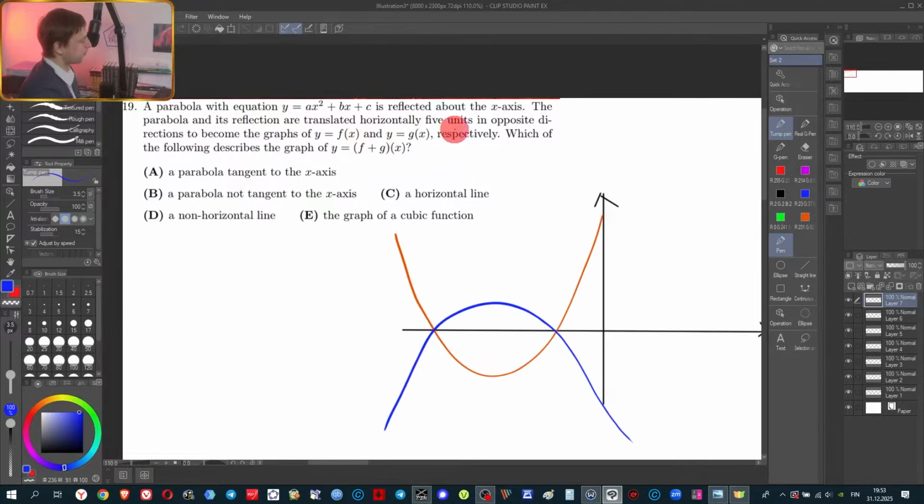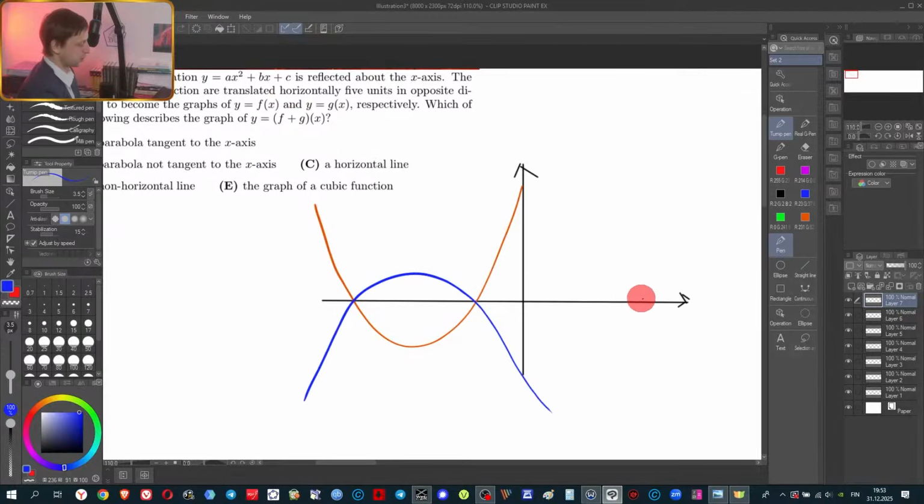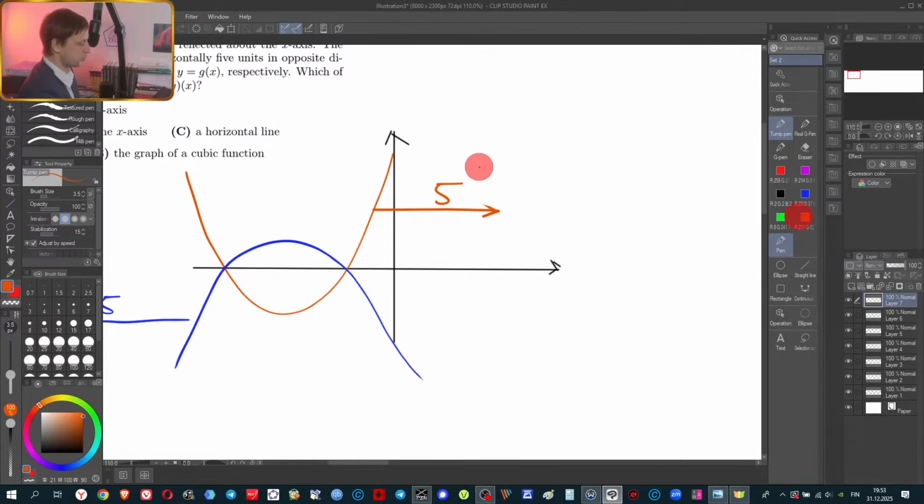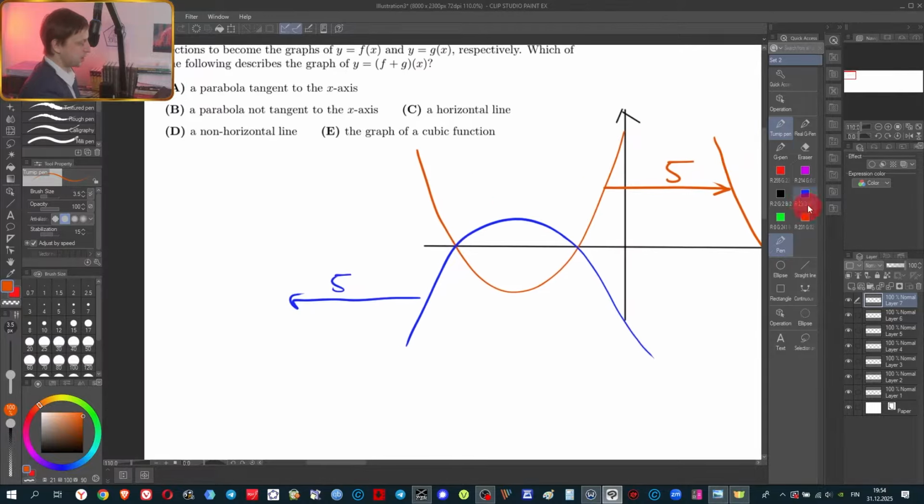And then both of these parabolas are translated 5 units in opposite directions, horizontally along the x-axis, and no one tells us here which parabola is translated where, so we will assume by ourselves that this one, the initial one, is translated 5 units to the right, and this one is translated 5 units to the left, and then they become graphs f of x and g of x. So the new parabola, this one, we will call y equals f of x, and this other one, after translation, we will call y equals g of x, right?